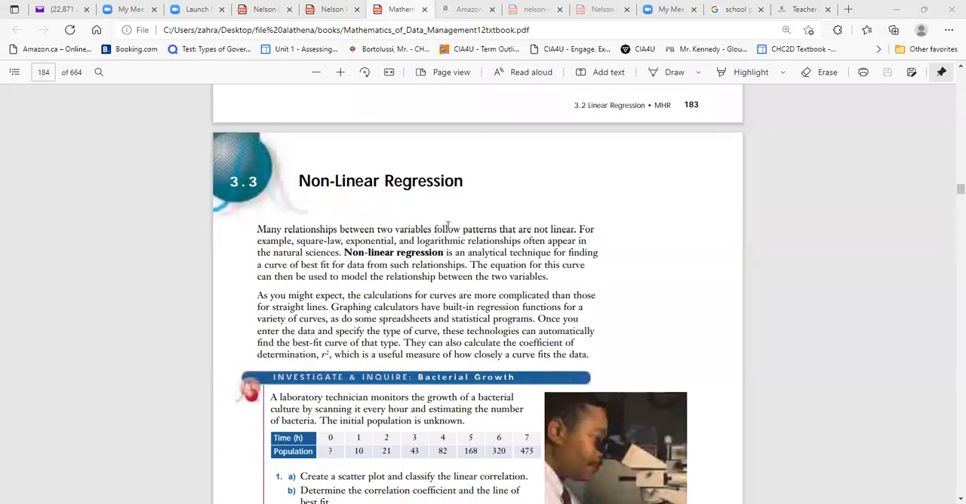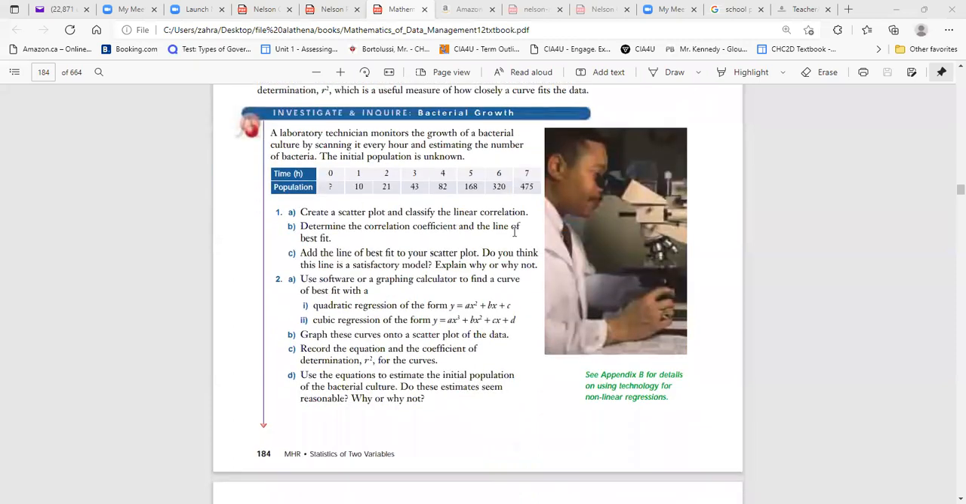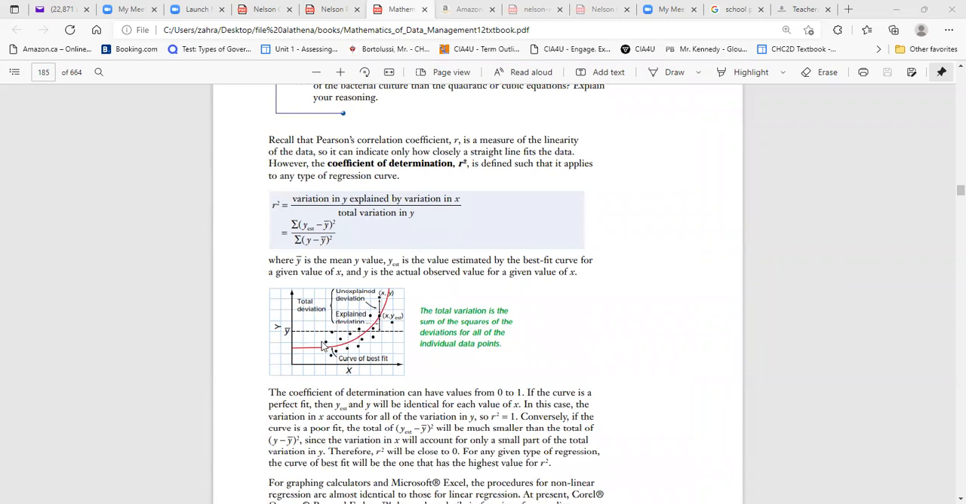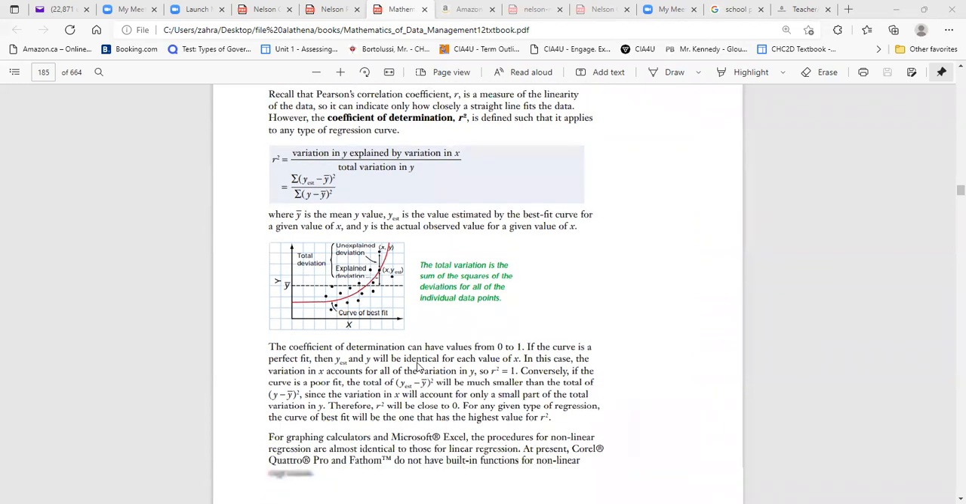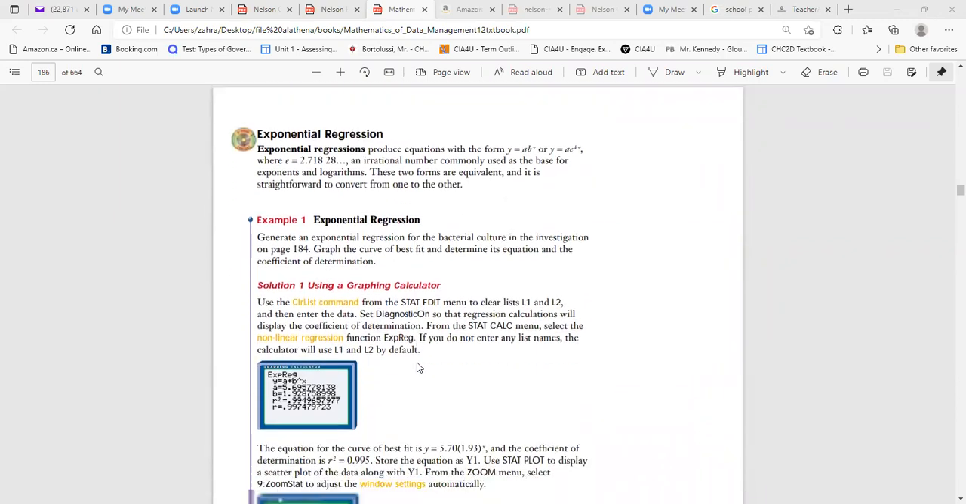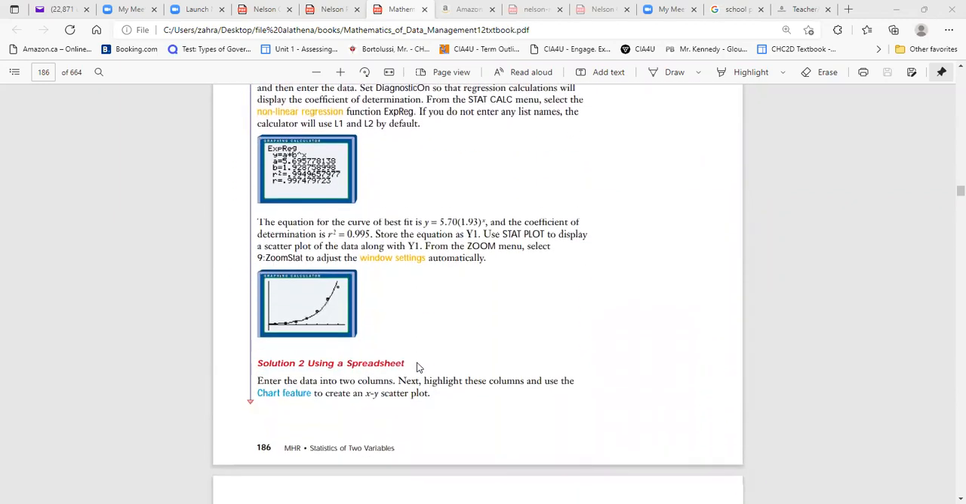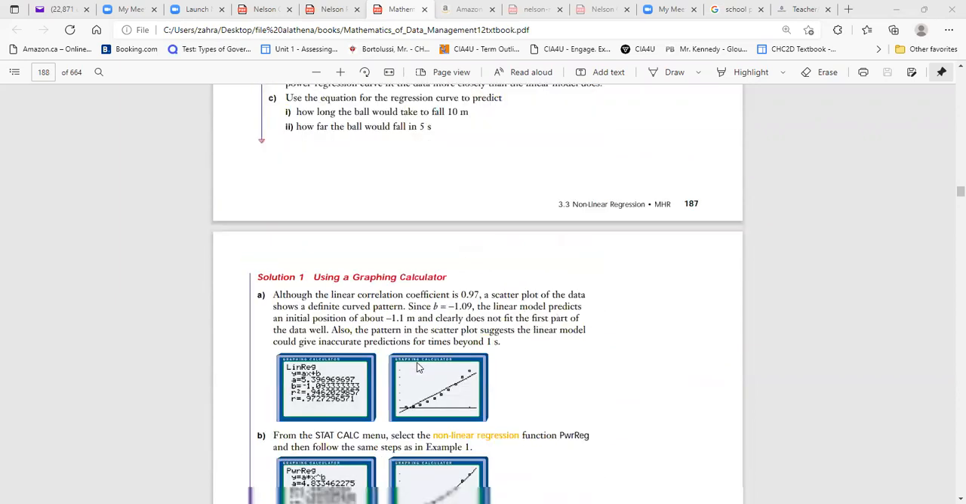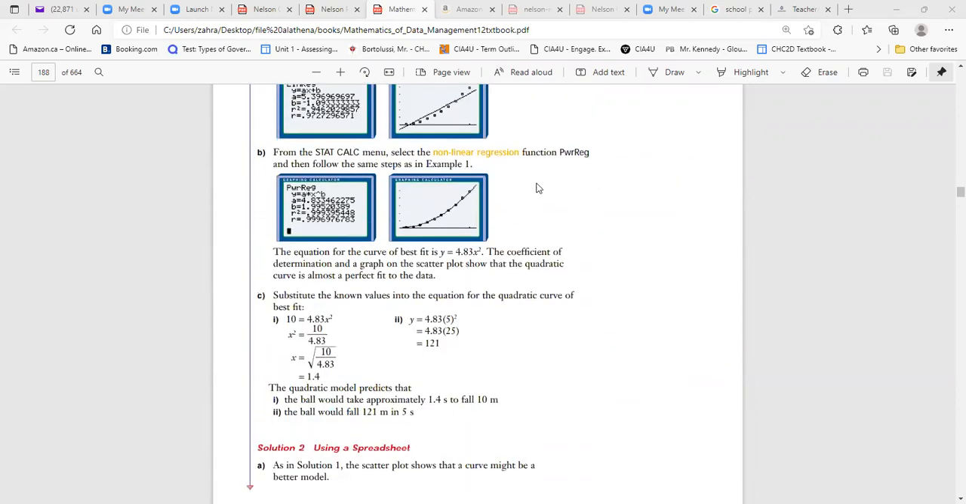3.3 nonlinear regression. The data is given and it's not going to be fitted with a straight line. So here you do not have a best fit line, right? This is a curve. It could be exponential as a best fit, it could be a polynomial. It depends on what it is, and we need to do different things. So I'm going to give you an example here.